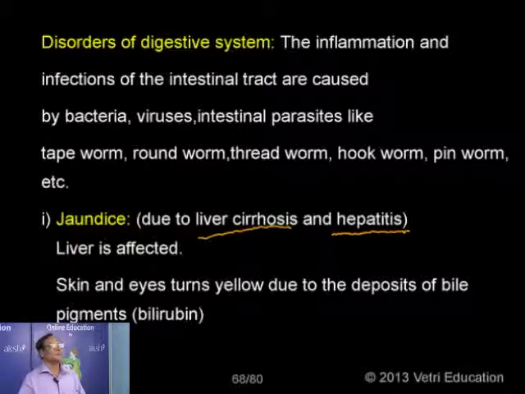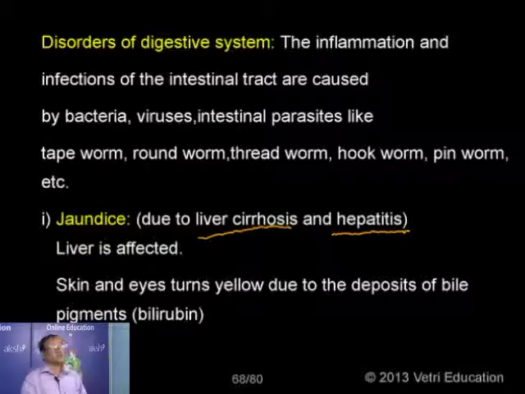In such cases, what will happen? The glandular cells of the epithelium of liver, or the hepatocytes, have been modified and replaced by fibrous tissues so that the liver loses its function. That is called liver cirrhosis, or also called fatty liver syndrome, the main reason being alcohol consumption.